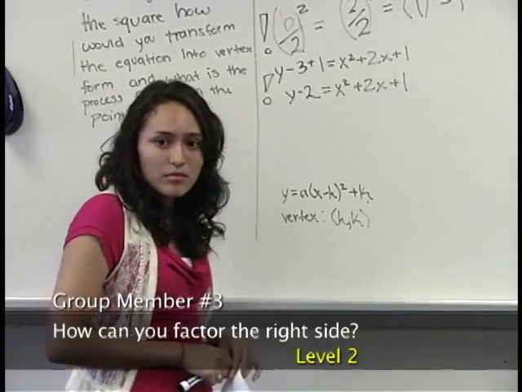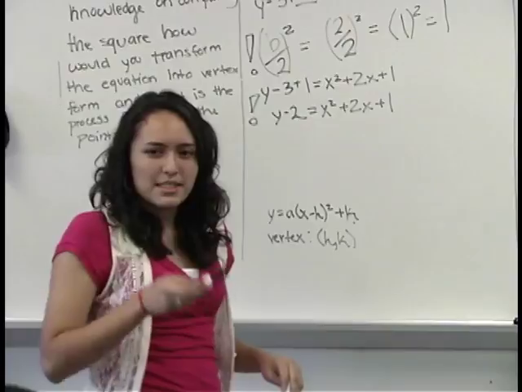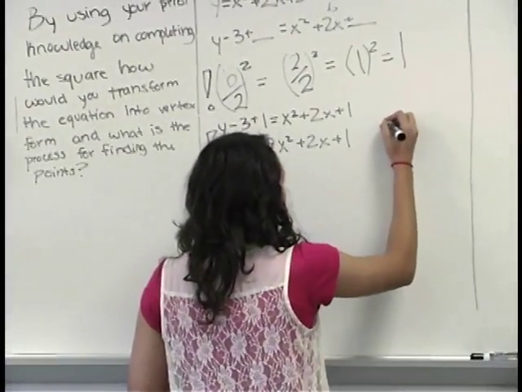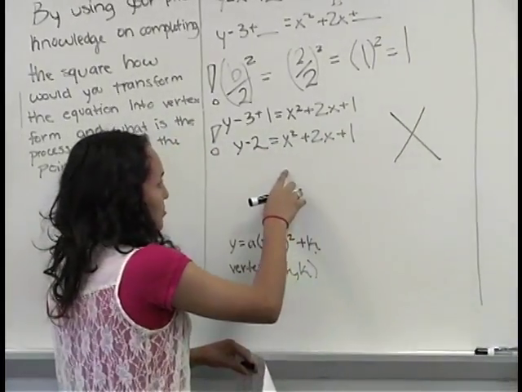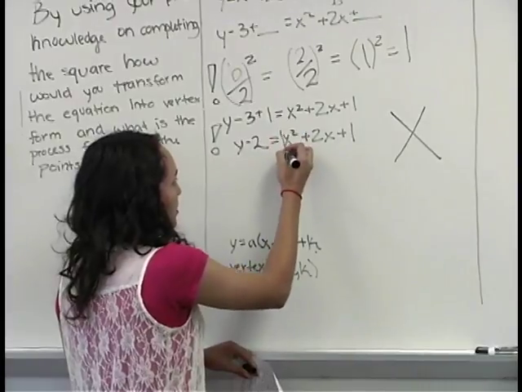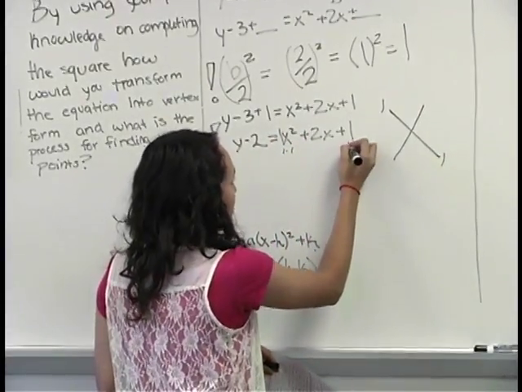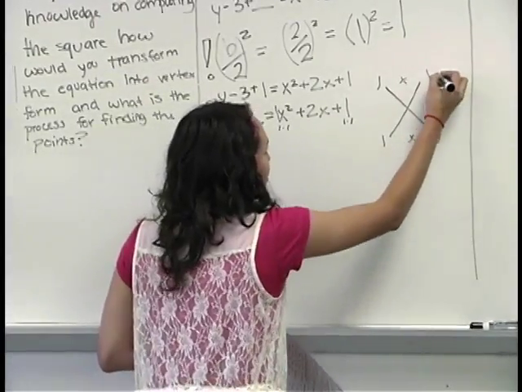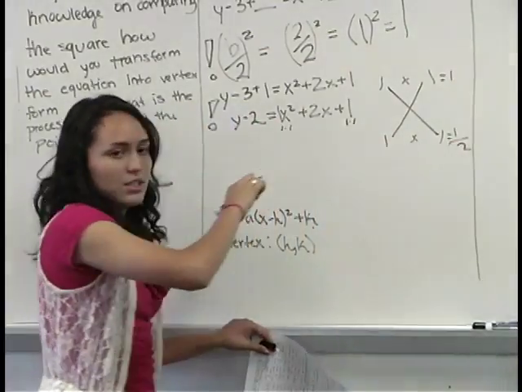How can you factor the right side? This side? Yeah. By using the diamond method, which is when you take the factors of this, which is a 1 times 1, and you take the factors of the last number, which is also 1 times 1, and then you multiply them. And if they add up to this number, that means they're correct, like when you do the diamond method.